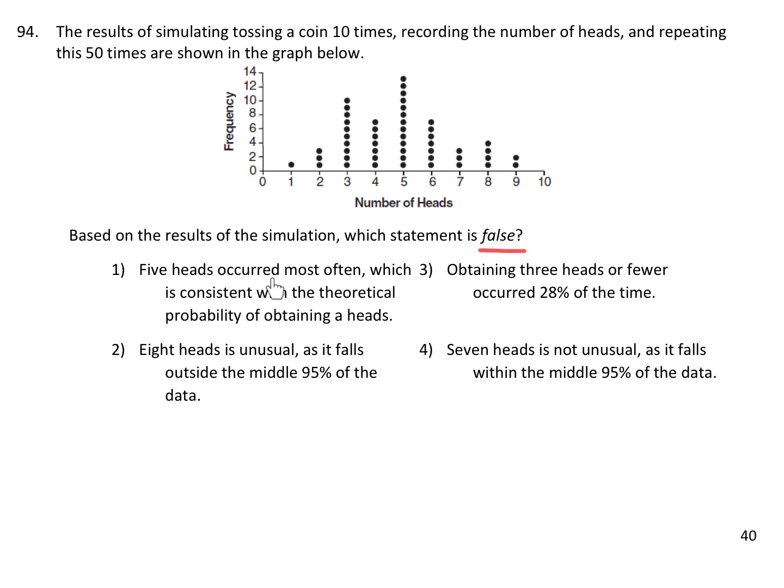5 heads occurred most often, which is consistent with the theoretical probability of obtaining heads. So if we look here, 5 did occur the most often. And you would expect, if you tossed a coin 10 times, it would land on heads half the time and tails half the time. So this is consistent with the theoretical probability. All right, so that's not false. Let's cross that one off. All right, the next one, choice 2.